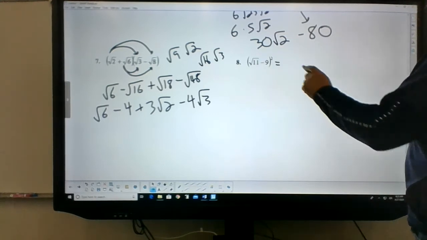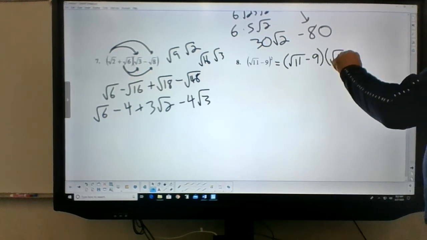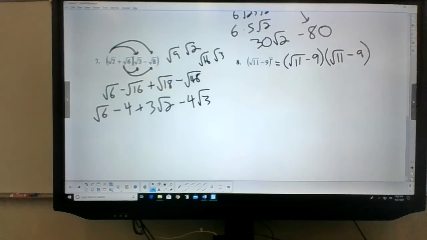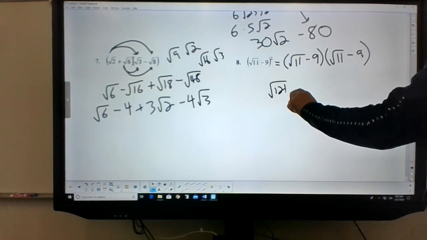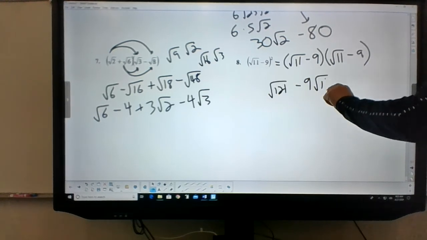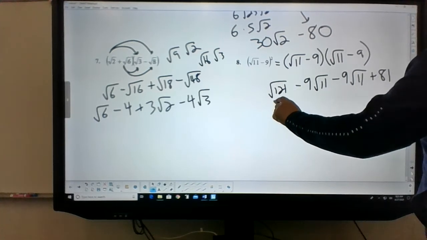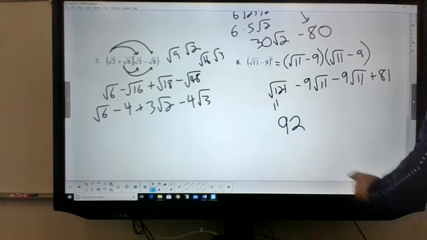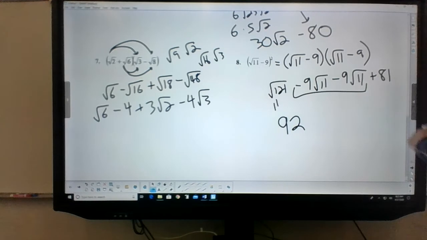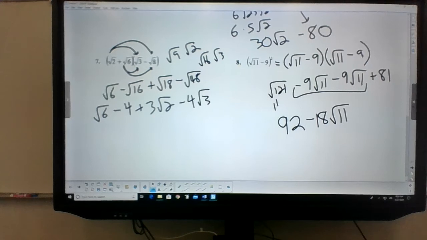Remember, if we have a quantity squared, we are going to write this like this. There's two of them multiplied together. Radical 121 minus 9 radical 11 minus 9 radical 11 plus 81. Radical 121 is 11. 11 and 81 is 92. And I'm combining these two things to get minus 18 radical 11.